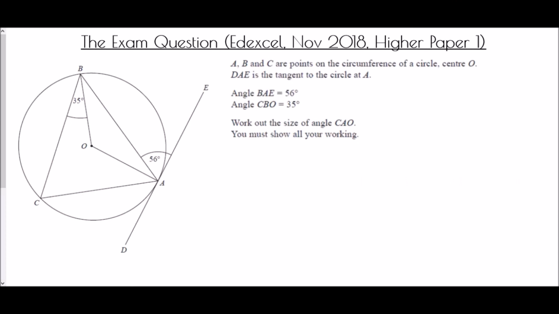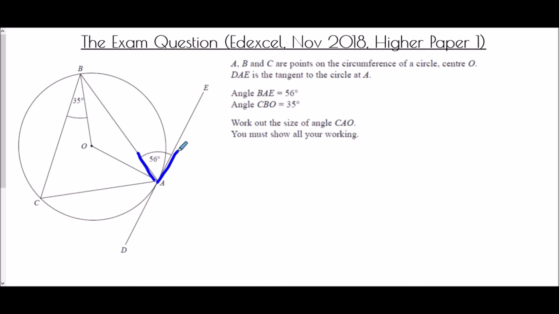And so we end with the exam question. It came from the Edexcel paper in November 2018, and it was on higher paper 1. We have our diagram here, and we are told that A, B and C are points on the circumference of a circle with centre O. DAE is the tangent to the circle at A. Angle BAE equals 56, that is this angle here. And CBO is 35. Work out the size of angle CAO. You must show all of your working.